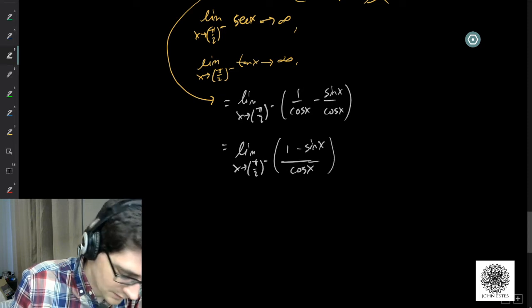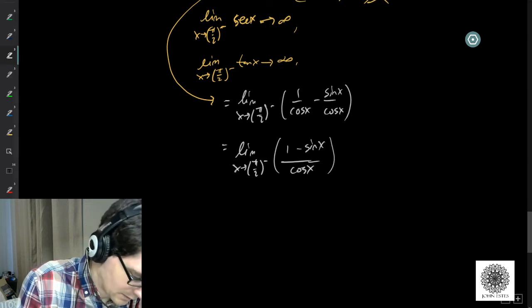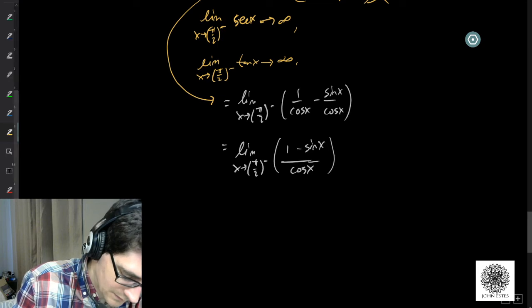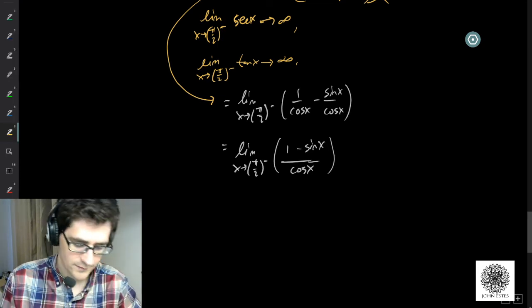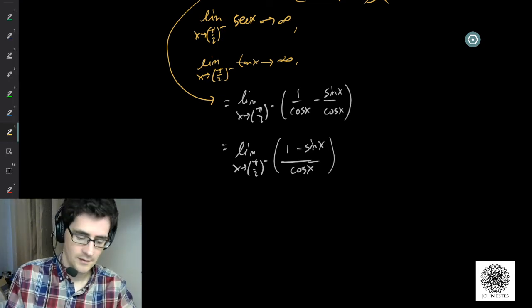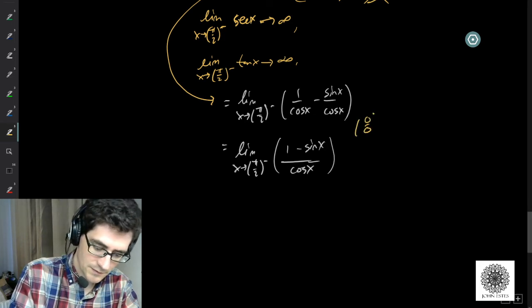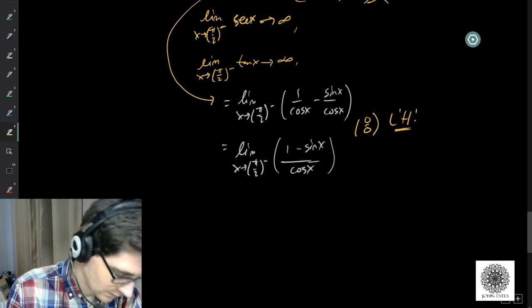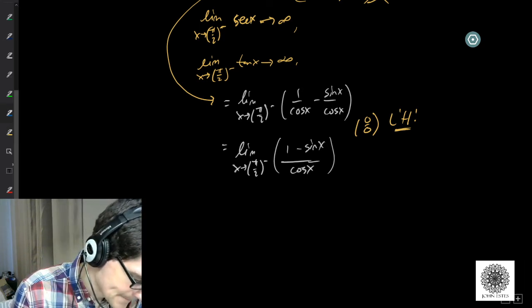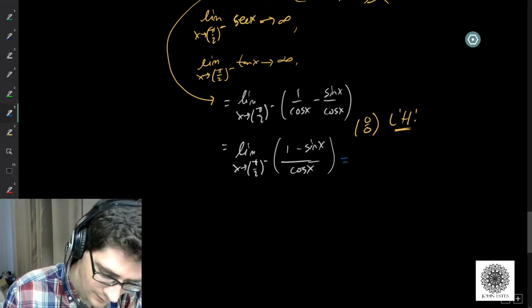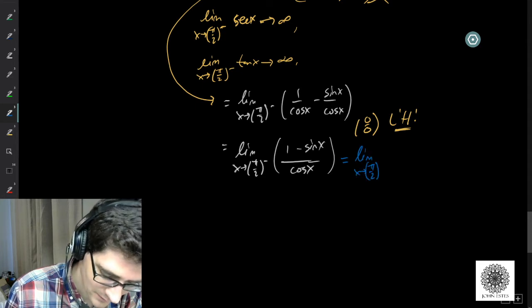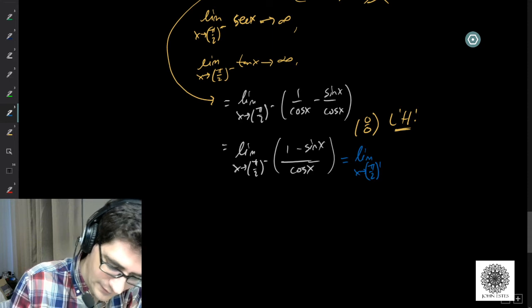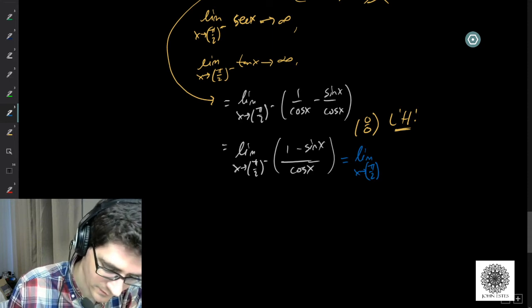We know that cosine x is going to be 0, so the denominator is definitely 0. The numerator, 1 minus sine of pi over 2, is 0, so this ends up being a 0 over 0 situation again. Now we can use L'Hopital's rule. So I'm going to use L'Hopital's rule and take the derivative of the numerator and the denominator, approaching pi over 2 from the left.